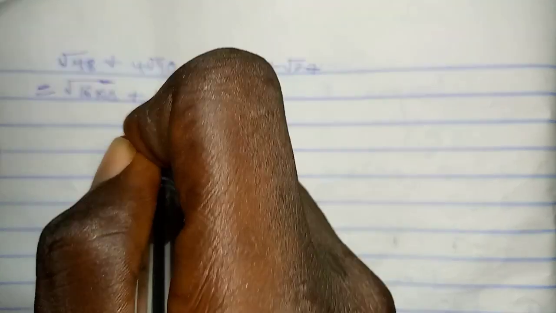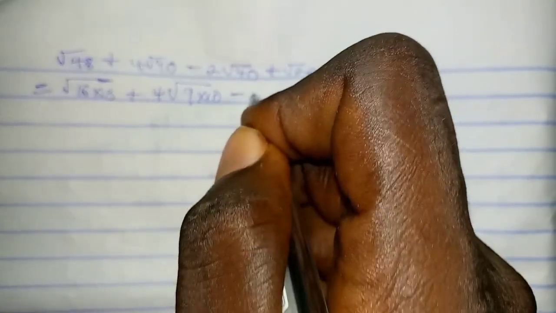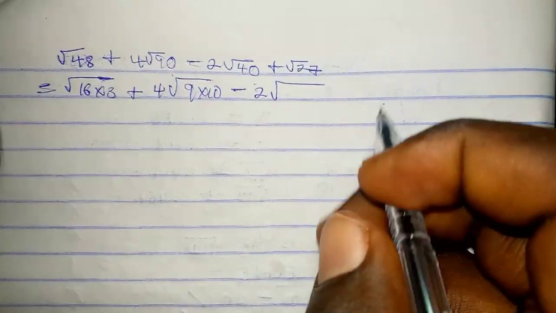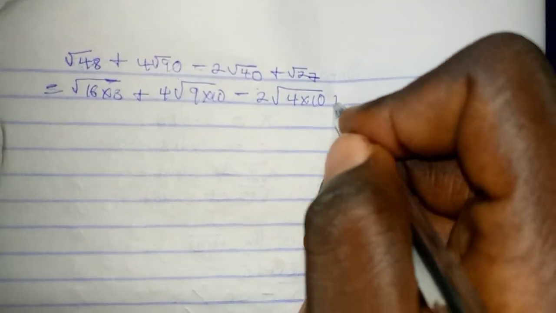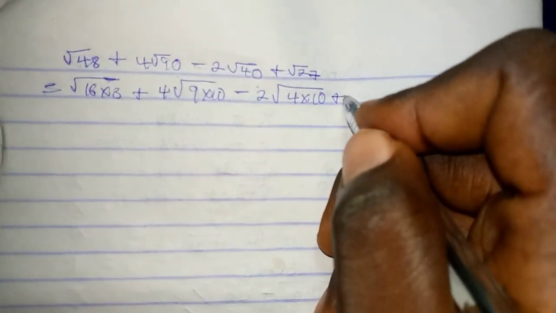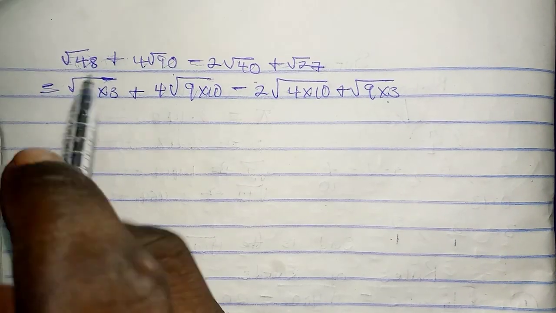plus 4 here. We have 4 outside, don't forget. And 90 can be expressed as 9 times 10. Here we have minus 2 outside. 40 can be expressed as 4 times 10. And here, you can express this as 9 times 3. Root of 16 is 4.